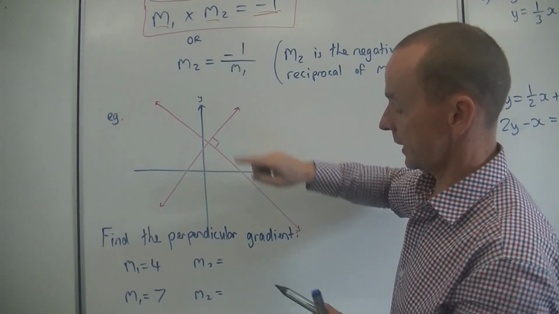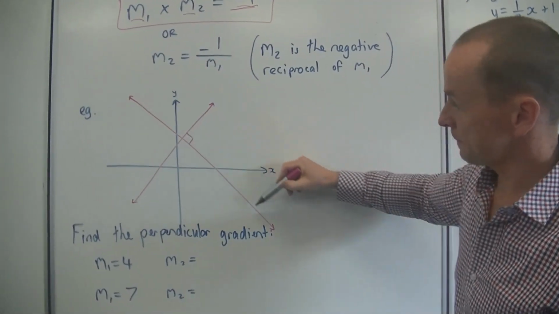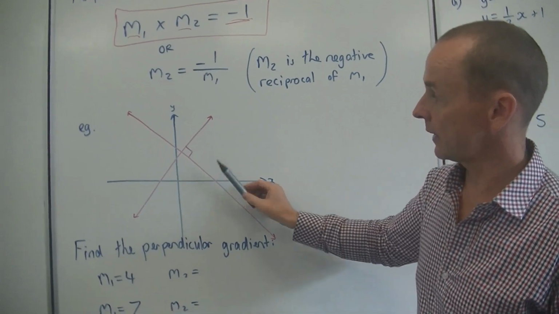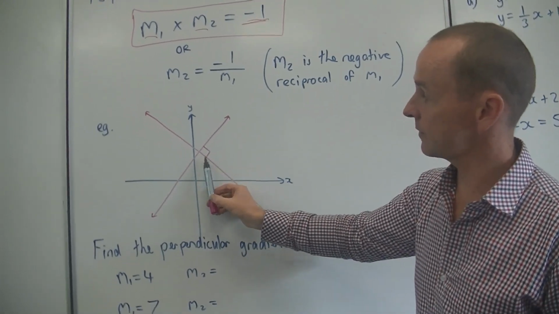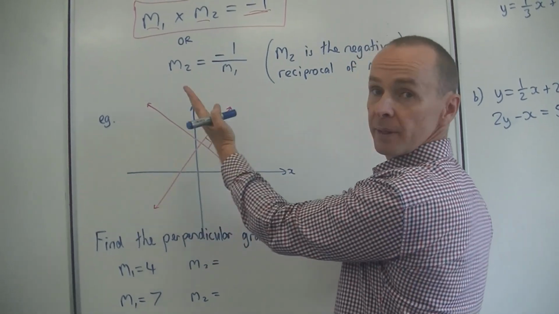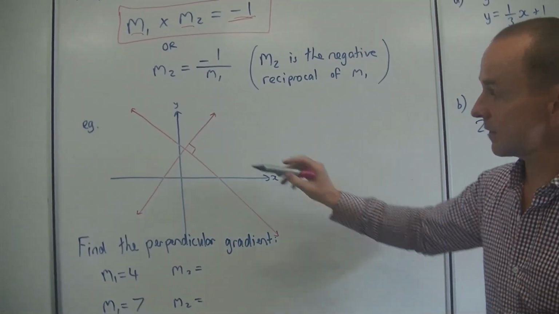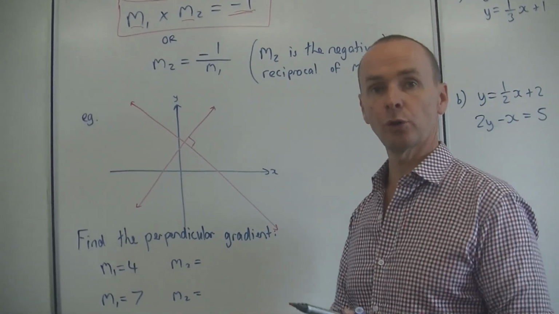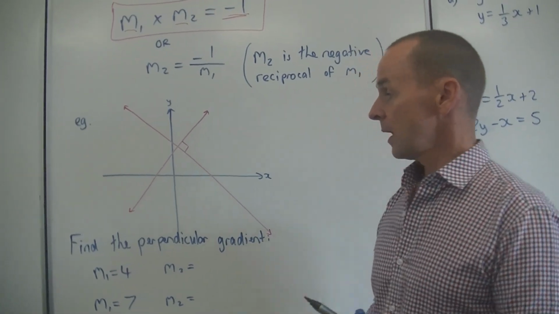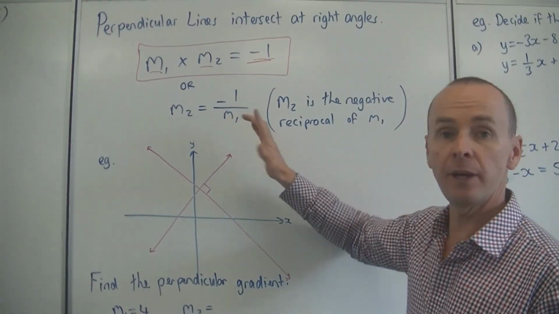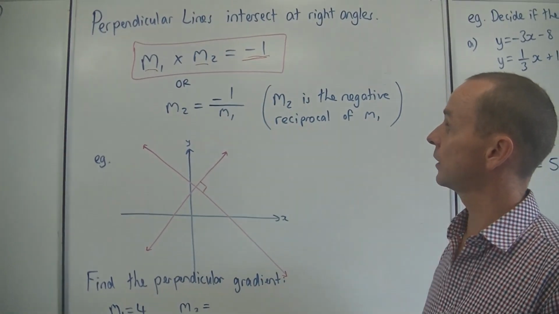So here's the example anyway. This line here, it goes in that direction. I don't know exactly what the gradient is, but it says here that they intersect at right angles. So these two lines are perpendicular lines because they intersect at right angles. And that's the theory of this whole topic. Before we move on, I just want to show you an easy way to use this formula if you're given one gradient to find the perpendicular gradient.